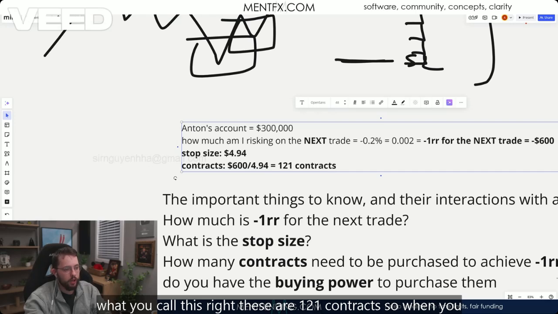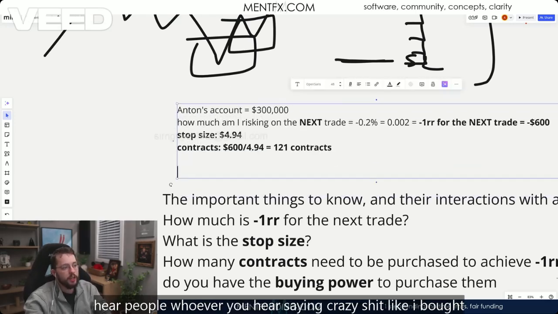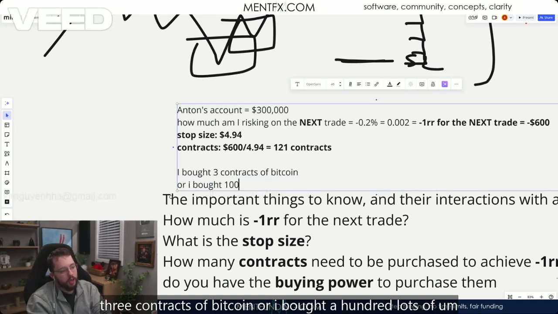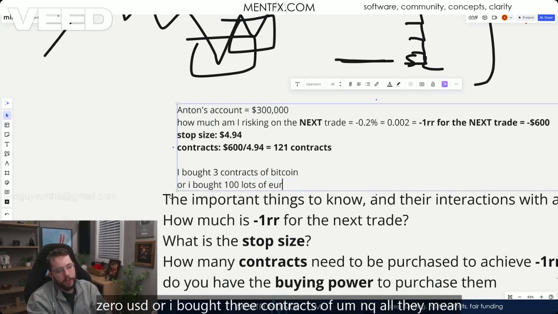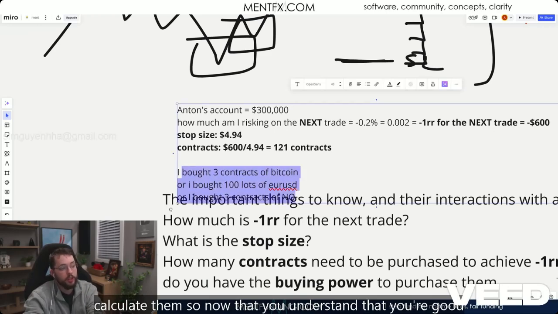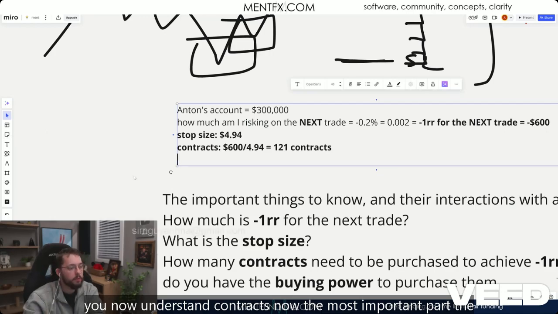These are 121 contracts. So when you hear people saying crazy things like, I bought 3 contracts of Bitcoin, or I bought 100 lots of Euro USD, or I bought 3 contracts of NQ, all they mean is that they're buying contracts. And this is how you calculate them. So now that you understand that, you're good. You now understand contracts.